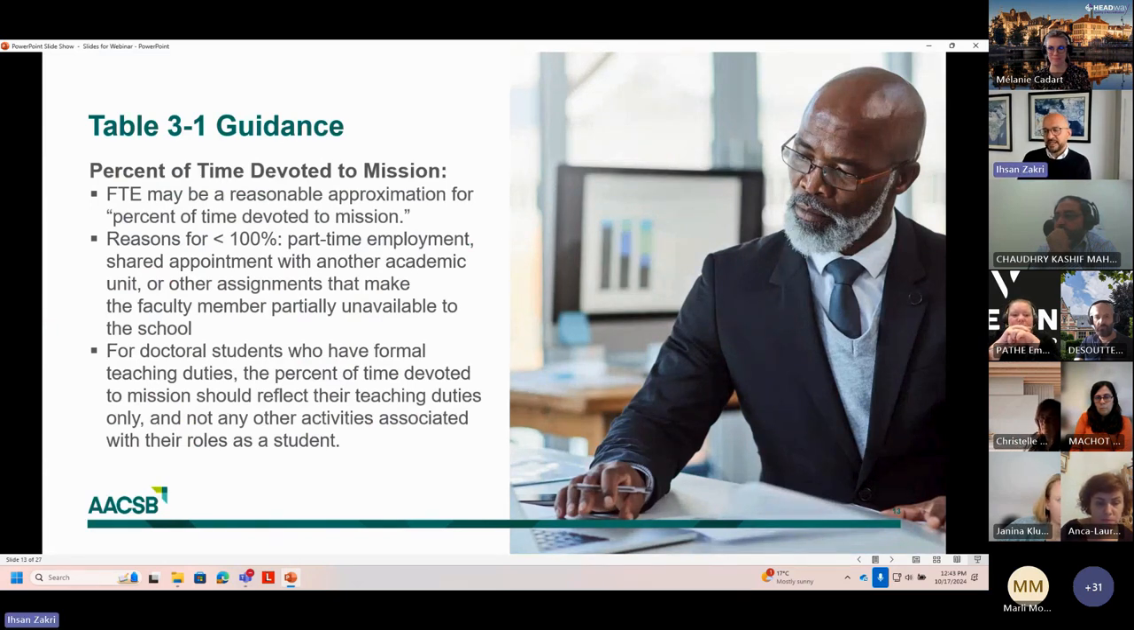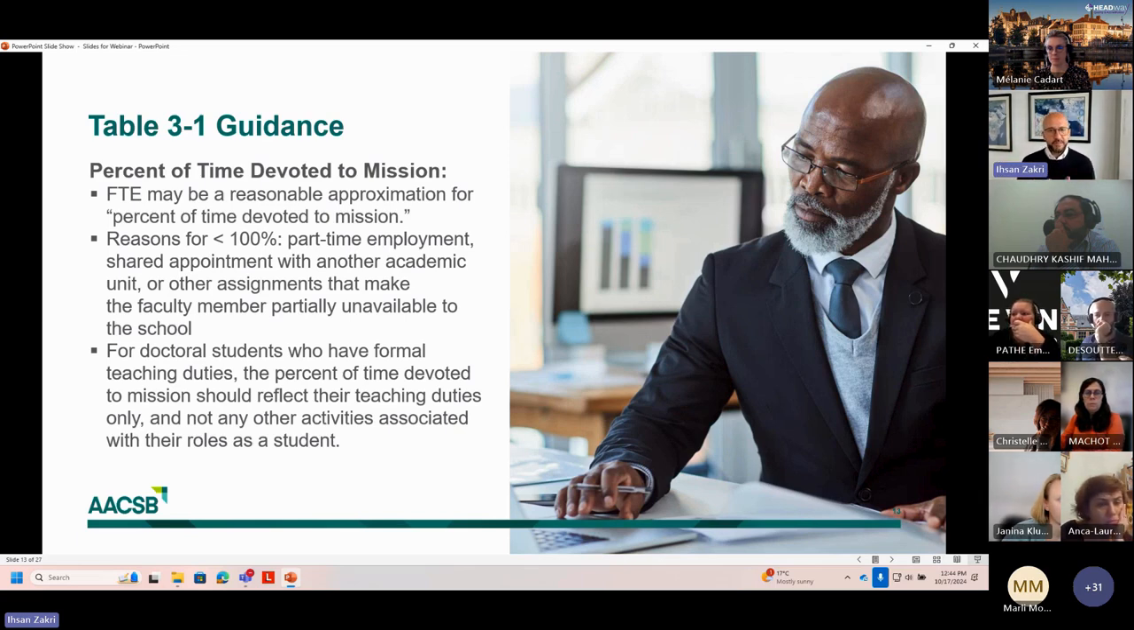This is another thing that comes up: how do we calculate the percentage of time devoted to the mission? As you saw in the example of the table, or we will look at an example, there is 100% or 50% and so on. This is just some of the guidance, general rules to help you calculate it.